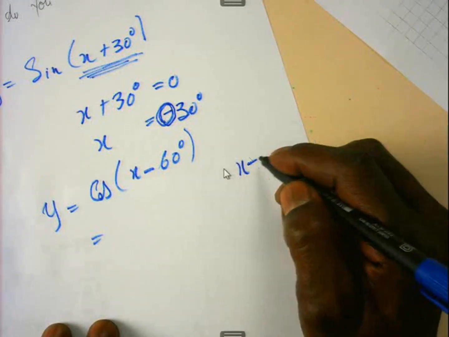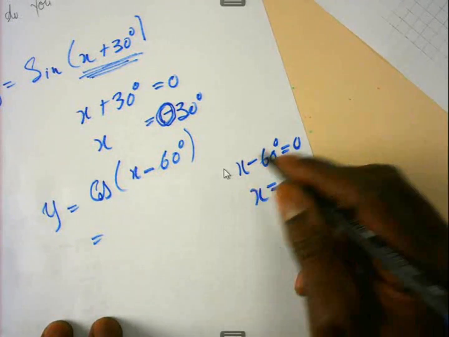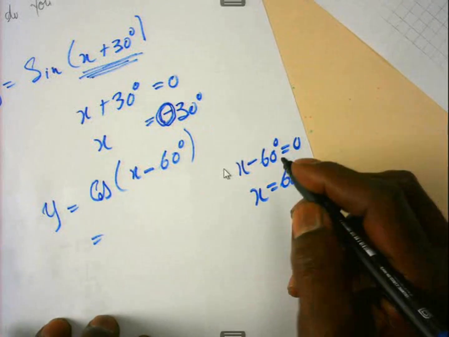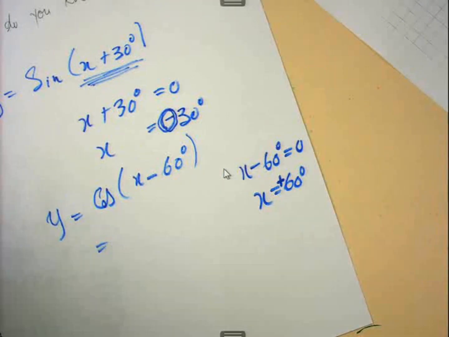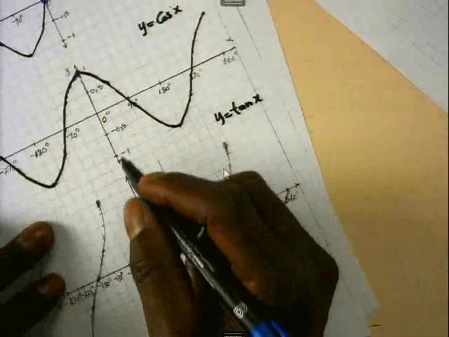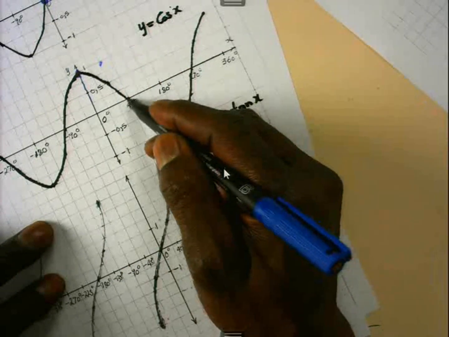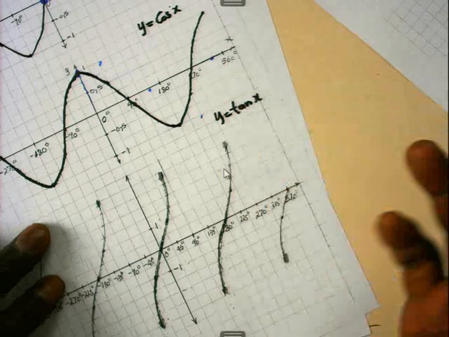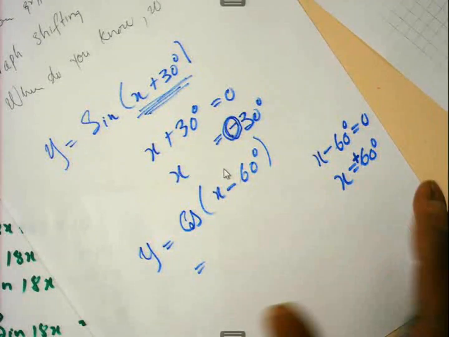So when will x minus 60 degrees be 0? It means if we add 60 degrees on both sides, x must be equal to 60 degrees, and this 60 degrees is positive. It means every point of the mother function will shift by 60 degrees to the right. This point will shift there, this point will shift there, and so on. That's how we know whether the graph shifts to the left or to the right.